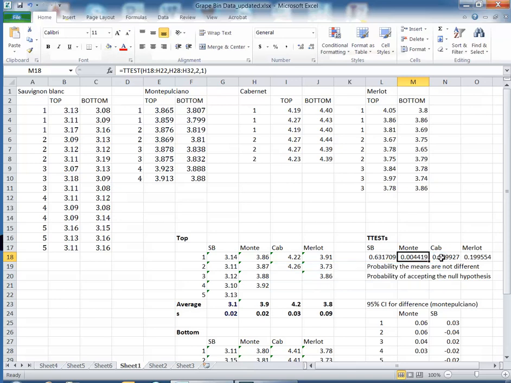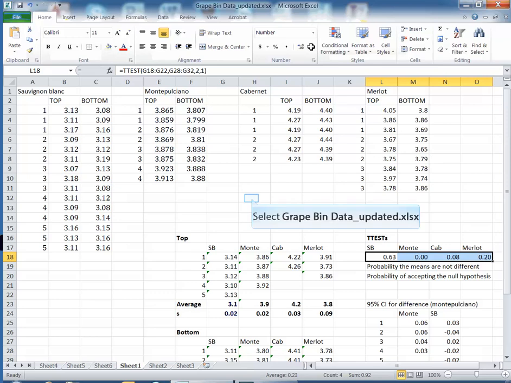Cabernet is almost 0.05, but it's not 0.05, it's greater than. So they're nearly significantly different, but they're not. And Merlot, the p-value is, well, let's get rid of some of these decimal places. The p-value is 0.2. So they are not significantly different. We would accept the null hypothesis that the top of the bin equals the bottom of the bin.